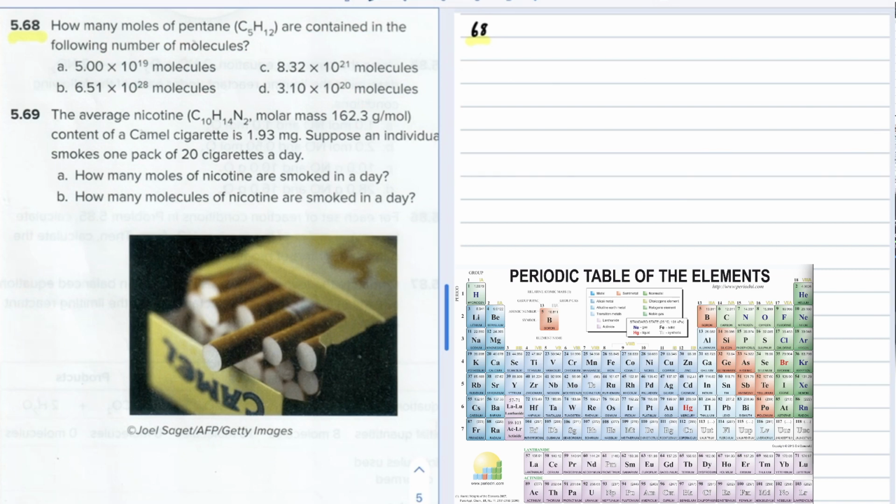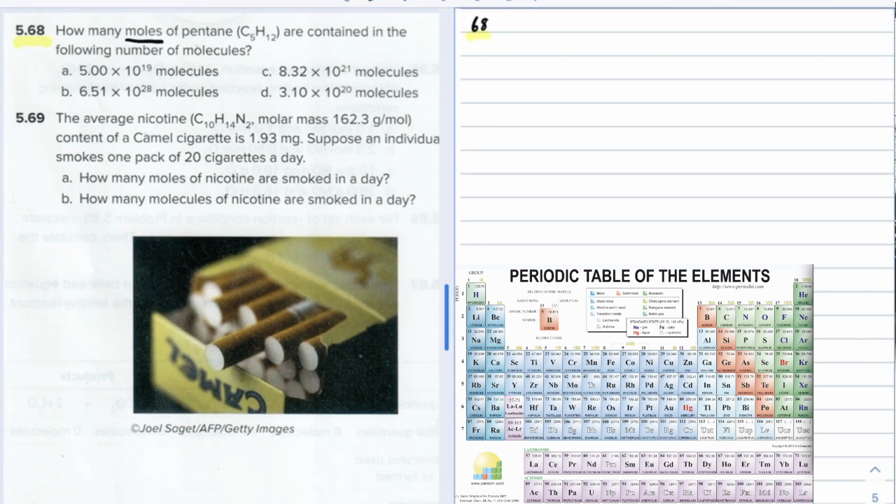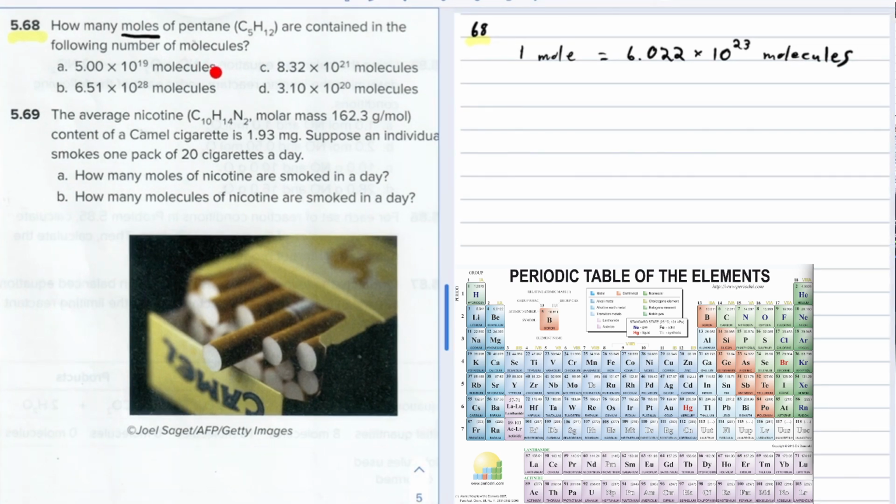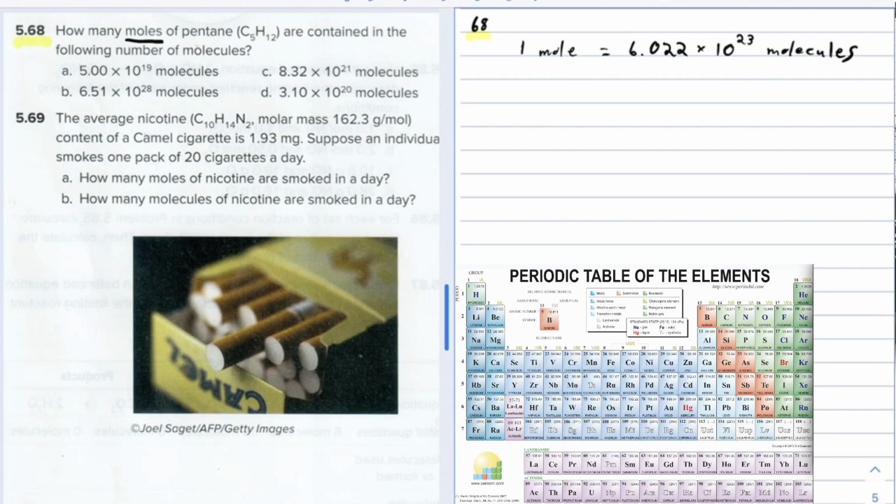Now, 1 mole is the same thing as Avogadro's number of particles. And the particles we're talking about here are molecules. So, 6.022 times 10 to the 23rd molecules. So if we're told the number of molecules, then we can use this relation to get from molecules to moles. So let's do a couple of these.